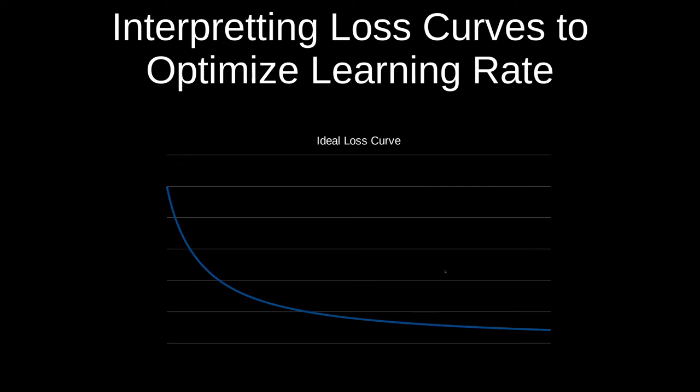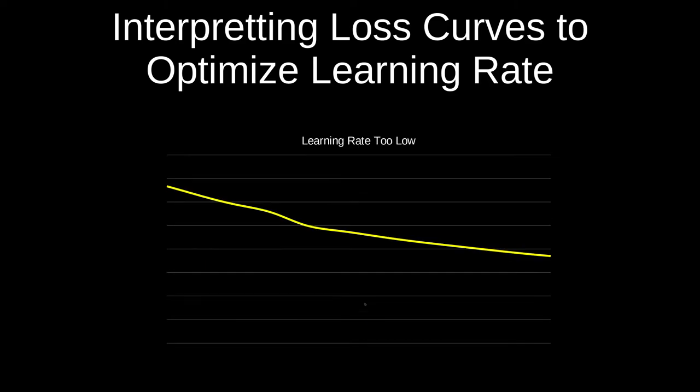So this is ideal, right? You want it to drop off very quickly at the beginning, and then it'll taper off and stabilize at a pretty low number. So this is ideal. Next, this is what happens when your learning rate is too low. It's going down, but it's going down very slowly, right? Almost linearly.